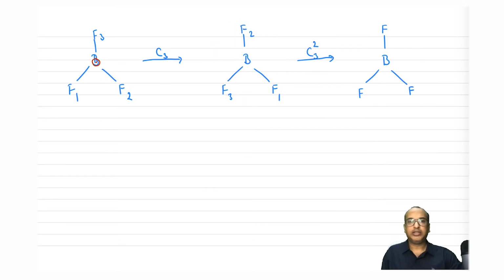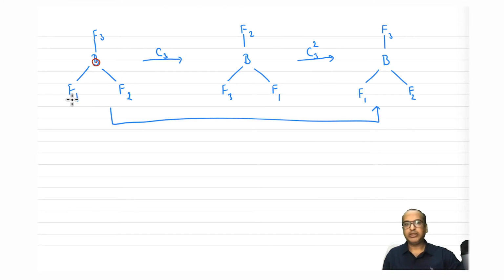Okay, so let's see, we have 3 here, 2 here, 1 here. So this should be very clear. Now if you see, if we have to go from here to here, what will be that operation? Now look at the atom position. So F1, F2, F3 do not change. That means this operation is nothing but an identity operation.